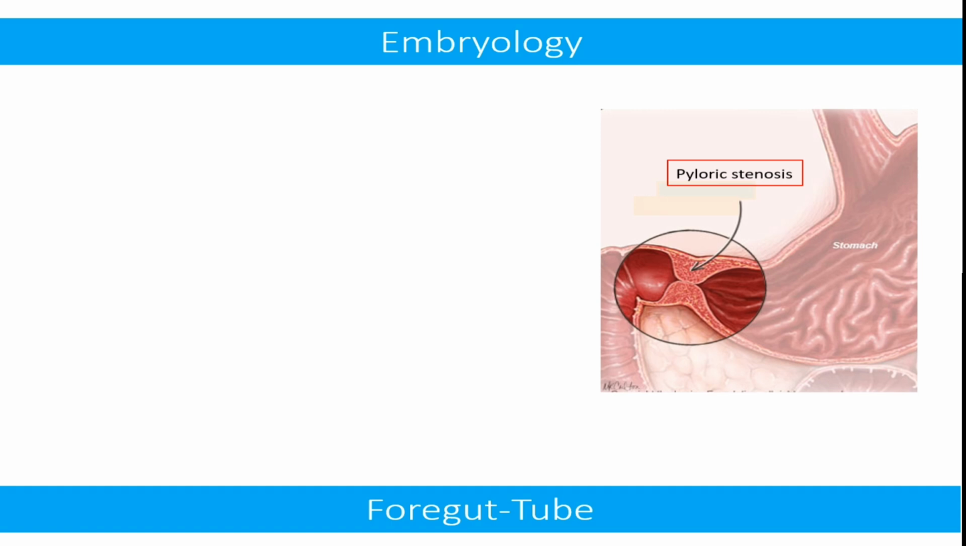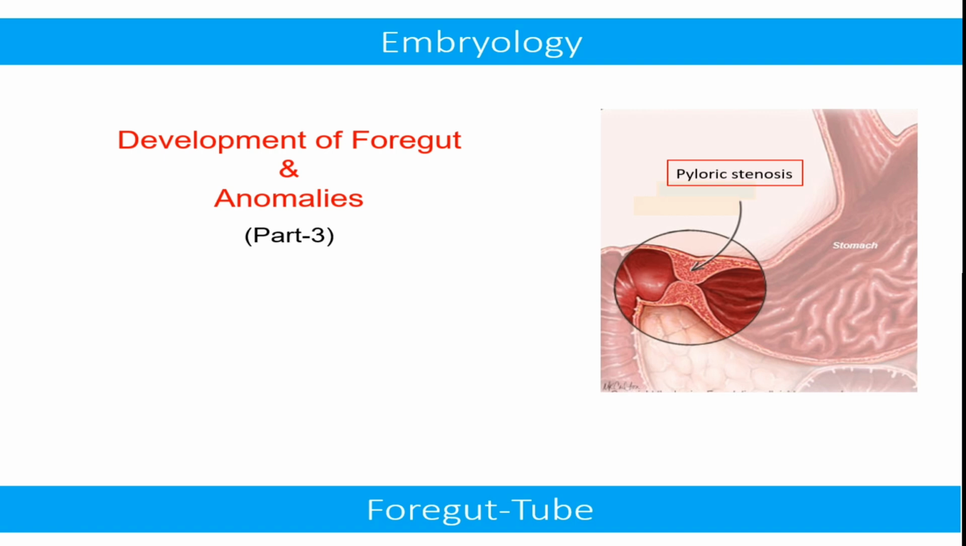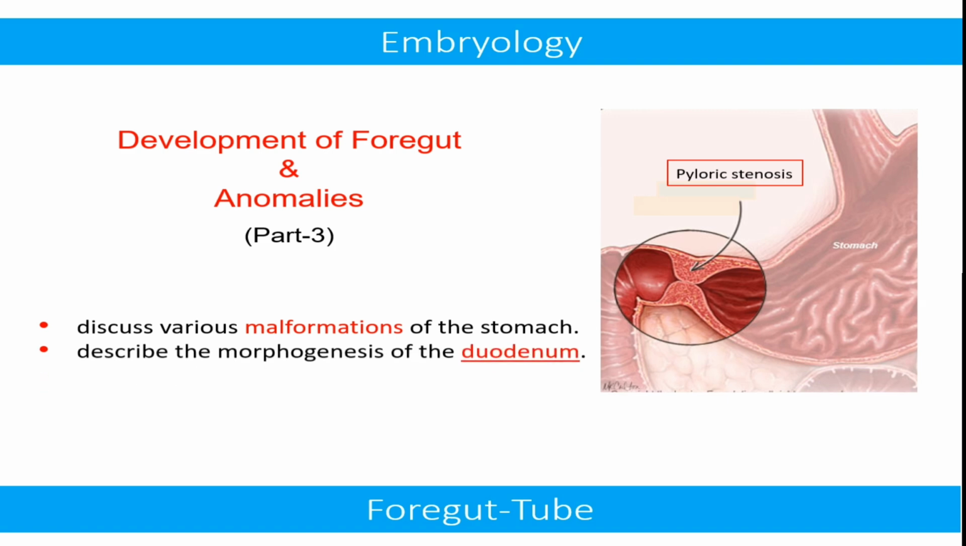The topic under discussion for today is development of foregut and its anomalies, part 3. So at the end of this session, the participant should be able to discuss various malformations of the stomach, describe the morphogenesis of the duodenum, and discuss the malformations of the duodenum.